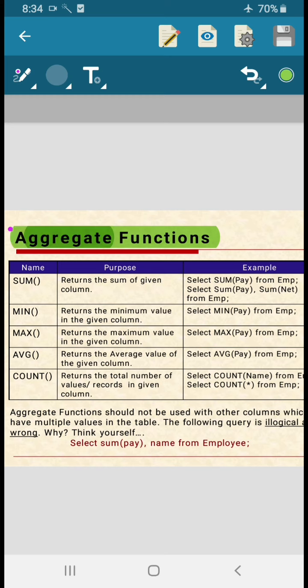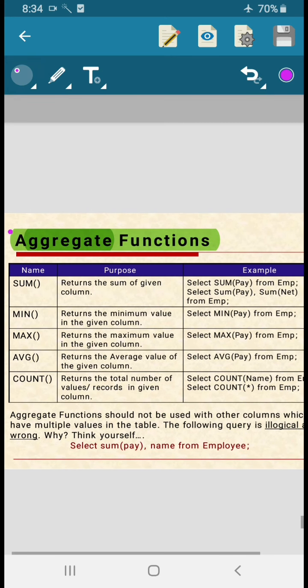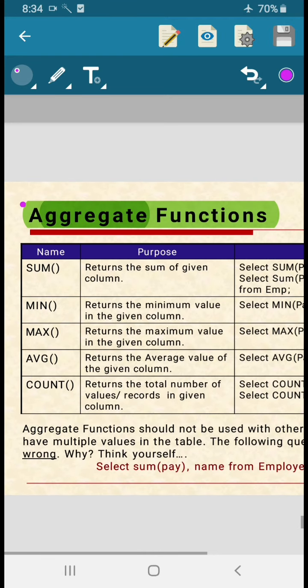So what are the aggregate functions? Aggregate functions act upon a group of values. As I said before starting the functions, these are called multi-row functions, or group functions. What are the functions we have? We have 5 types of functions: sum, minimum, maximum, average, count. A very, very important note is count and count star.